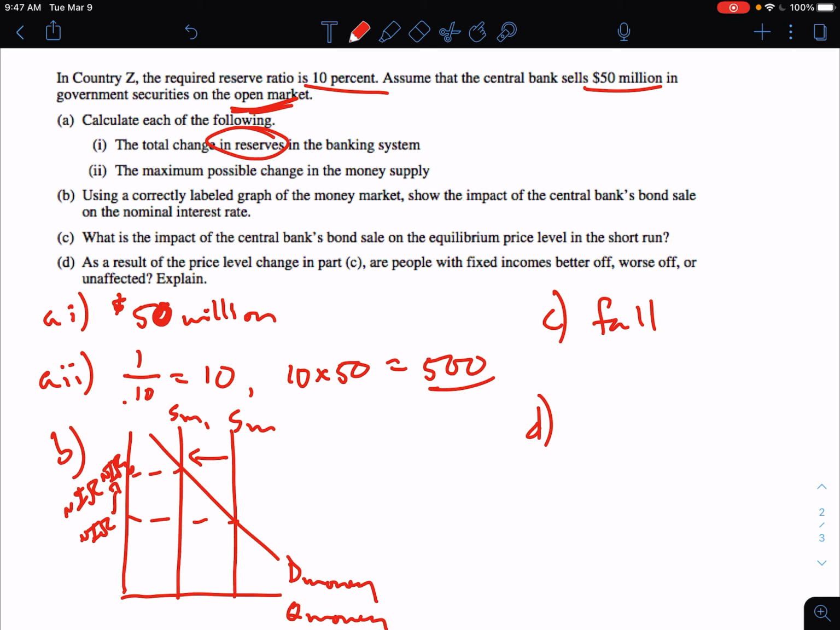Okay, D. As a result of the price level change in Part C, are people with fixed incomes better off, worse off, or unaffected, and explain. Because the price level is falling, people on fixed income are better off because purchasing power rises. So whenever the price level falls, that's a deflation situation, which means purchasing power is going to rise, which means that those on fixed income are better off.